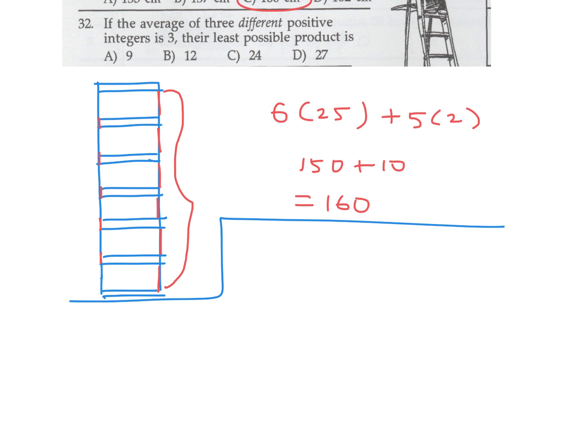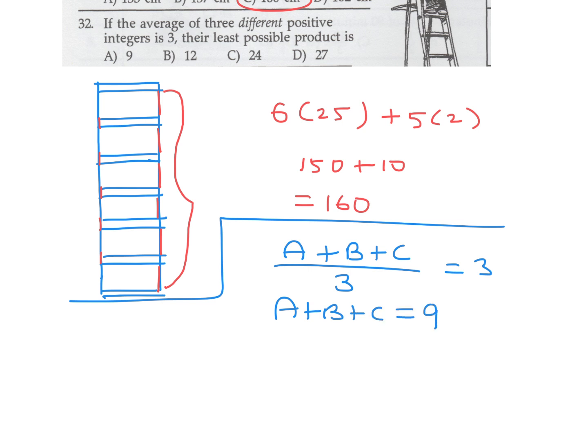If the average of 3 different positive integers is 3, their least possible product is. So we have, let's say, 3 positive integers and their average is 3. So A plus B plus C divided by 3 is 3. So that means A plus B plus C is 9. Now I want to figure out what is A times B times C, the least possible product. Okay, well, we have to experiment basically. Let's try 1, 2, and 6. So 1 times 2 times 6 would be 12, and I think that's the least. And you can fiddle around with other possibilities, and you'll see that 12 is the smallest that you'll get.